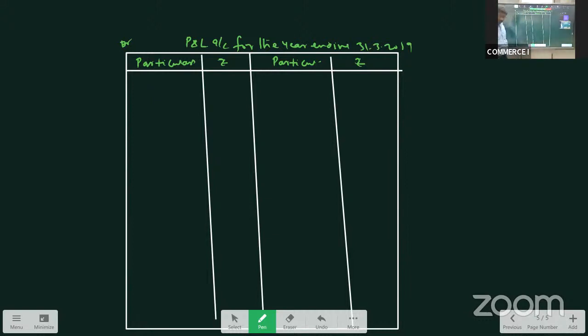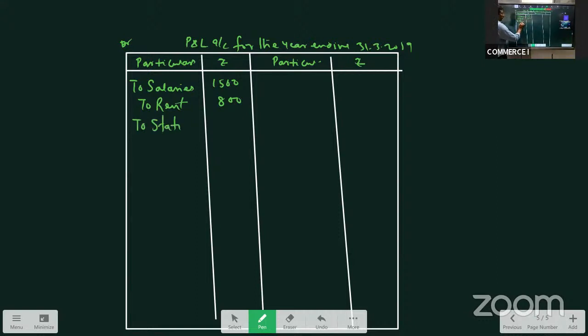Okay. So what is the first item? Salaries. Salary is an expense. Indirect expense. Payment made in office. I'll take it on the debit side. 1,500. Then the second item is rent. Rent is given as 800. Then stationery 500.